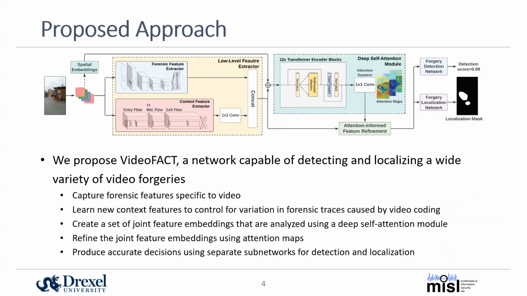To address this problem, we propose VideoFACT, a new network capable of detecting and localizing a wide variety of video forgeries. At a high level, our network first captures forensic features specific to video. Then we learn new context features to control for variation in forensic traces caused by video coding. Then we create a set of joint feature embeddings that are analyzed using a deep self-attention module. We then refine the joint feature embeddings using attention map. And finally, we produce accurate decisions using separate subnetworks for detection and localization.